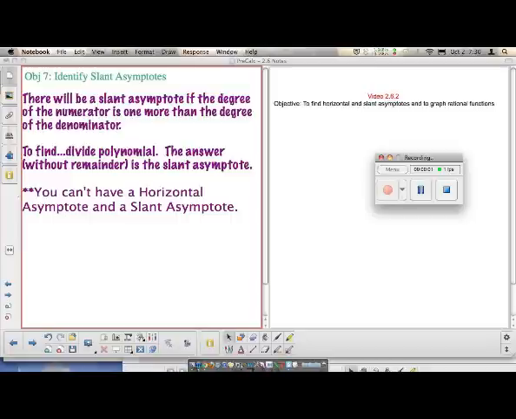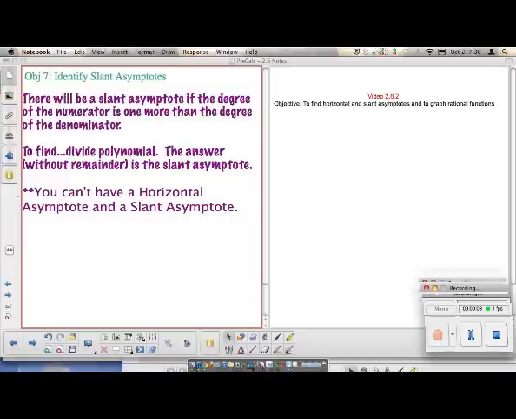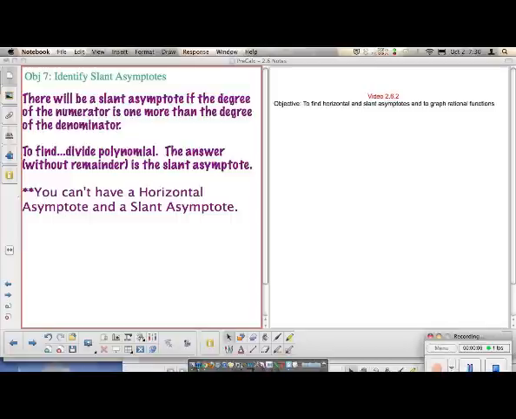This is video 2.6.2, and the goal of this video is to be able to find horizontal and slant asymptotes and to end up graphing the rational functions. So in class, we already talked about how to find slant asymptotes and horizontal.